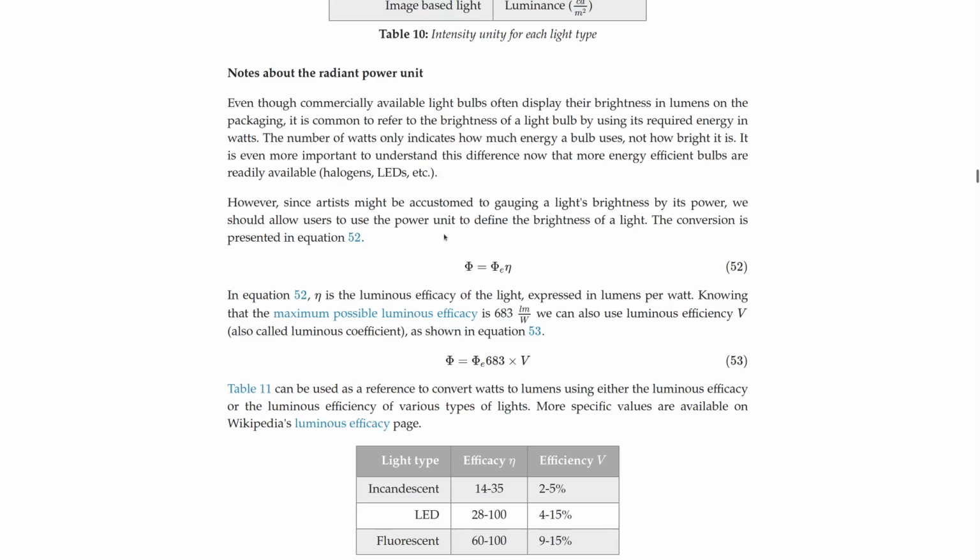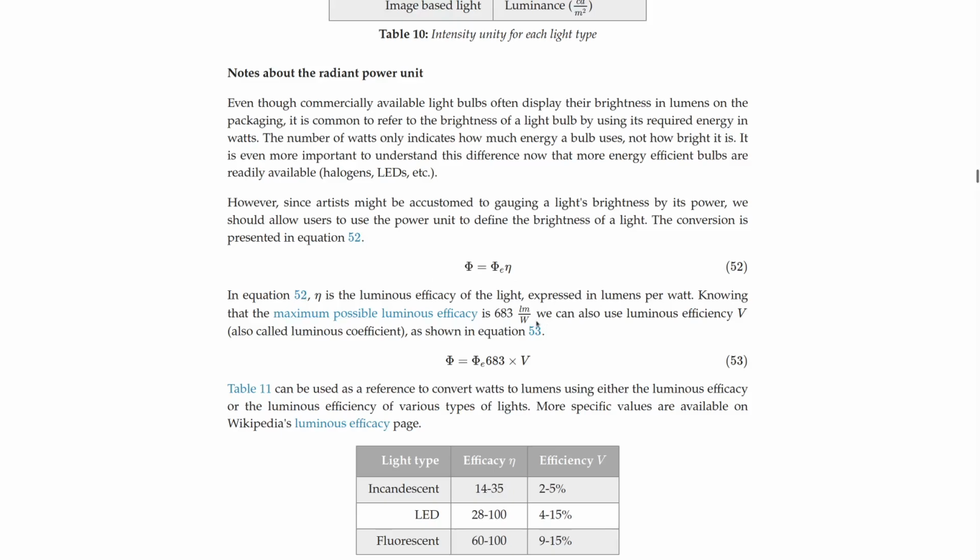Since artists might be accustomed to gauging the light's brightness by its power, we should allow users to use the power unit to define the brightness of a light. Conversion is presented here, where we've got the luminous efficacy of the light, which is going to scale the contribution of the light for a given input power.